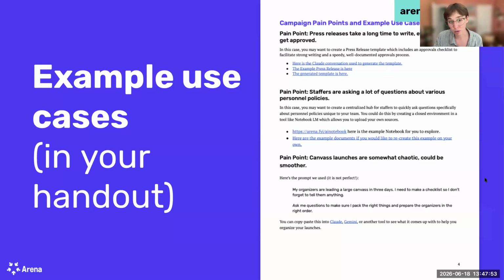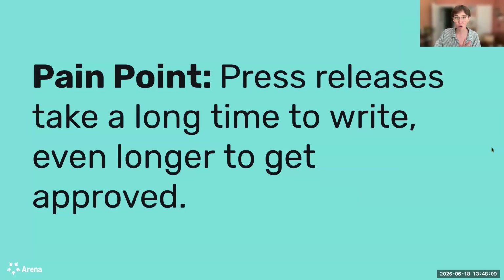So we have a few different use cases for us to talk about. And one of the most important things, like we have been discussing, is making sure that you're using AI for a purpose, hopefully to address and alleviate a pain point and not just because it's a shiny new toy. So for our first example, a pain point on a campaign might be that press releases are taking a long time to write and maybe even longer to get approved. There's kind of a bottleneck there and there's no clear process. So I don't recommend using AI to write your press releases.